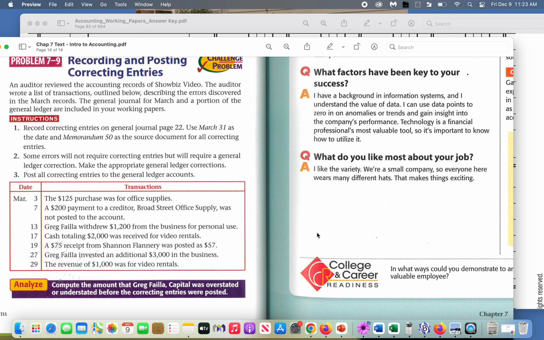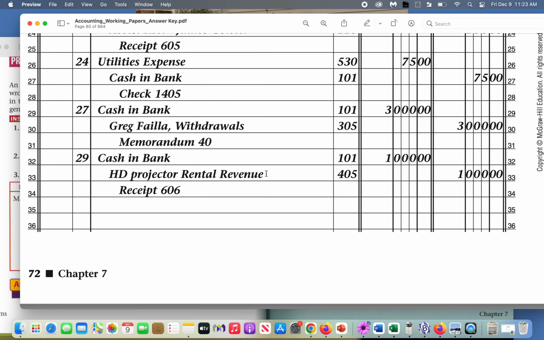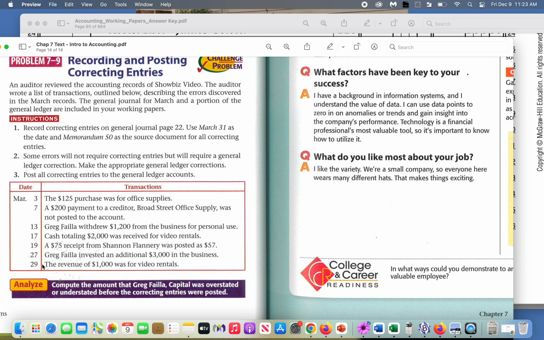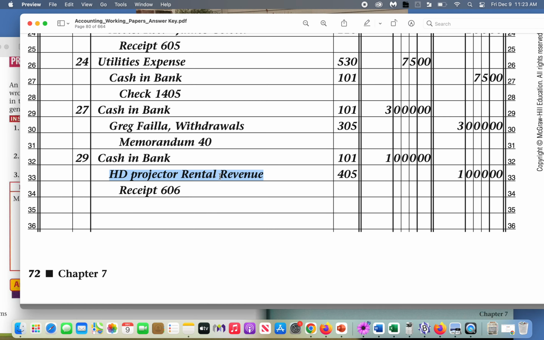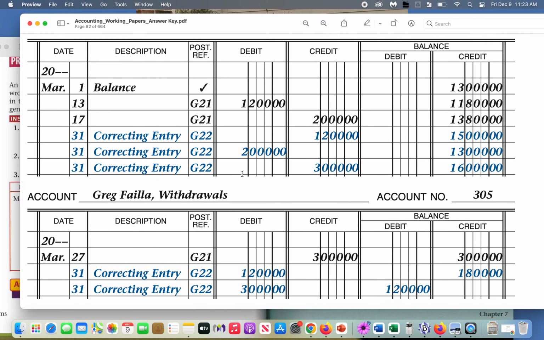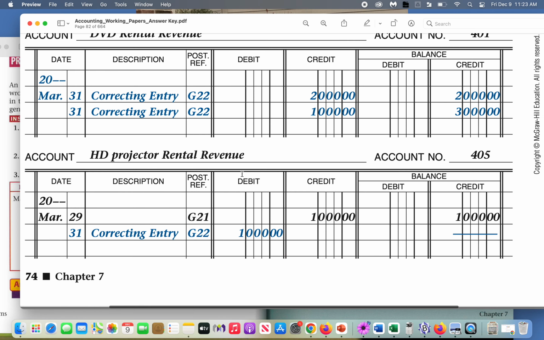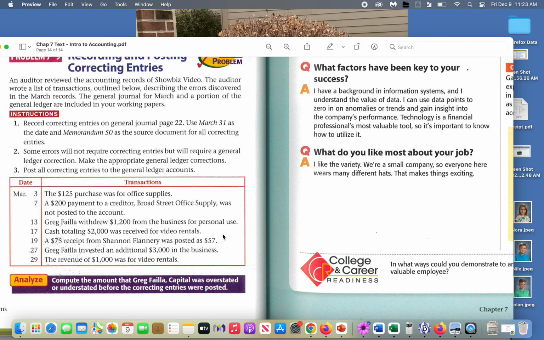The revenue of 1,000 was for video rentals. Let's see what that one was. Oops, video rentals on the 29th. Not HG projector, video. So I'm going to need to debit this because I credited the wrong account. And to save time, again, we would check to make sure we posted incorrectly first before we did a new journal entry. We did. So I need to debit this account and credit DVD rental revenue. And we can see them right there. Debit this amount. 1,000 minus 1,000, 0, and we credited the right amount. Okay, that was quick.